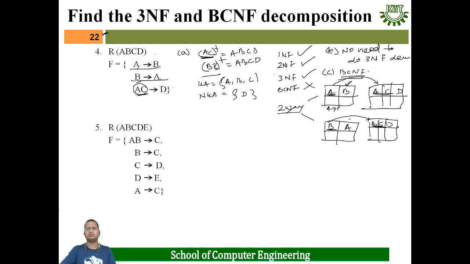A to B is preserved here, B to A is preserved here. In this case, AC to D is preserved, and the lossless join property is also satisfied. A closure is equal to AB. That means in this BCNF decomposition, both lossless join as well as dependency preservation are satisfied.